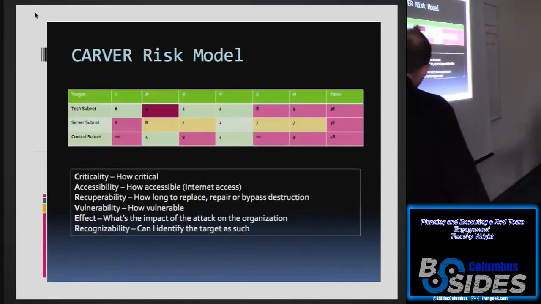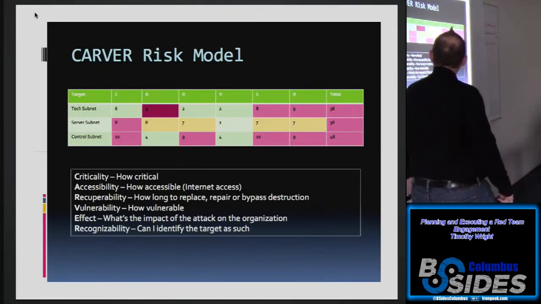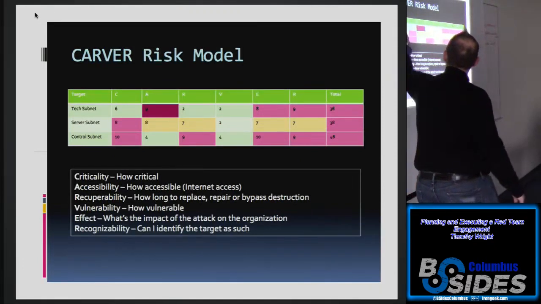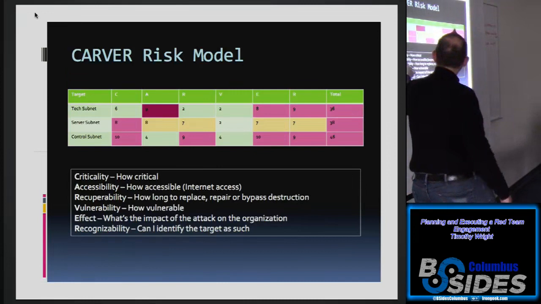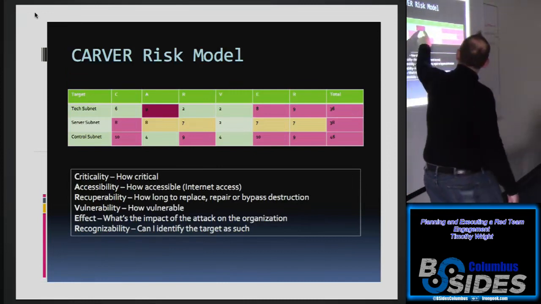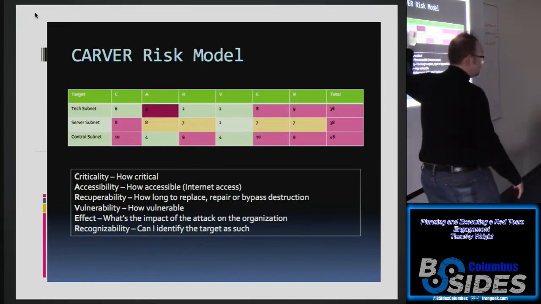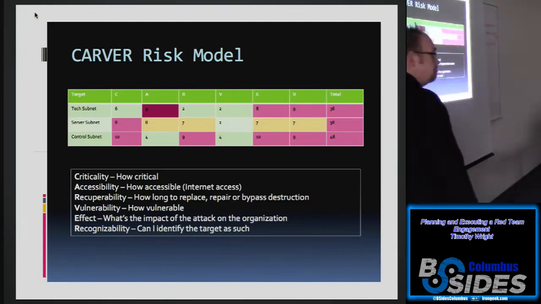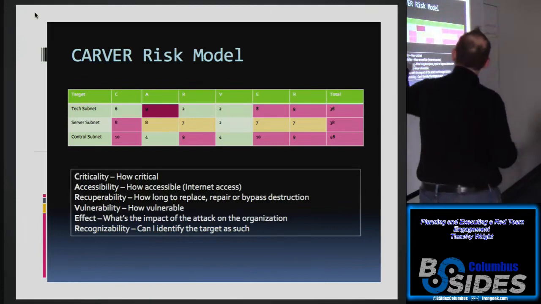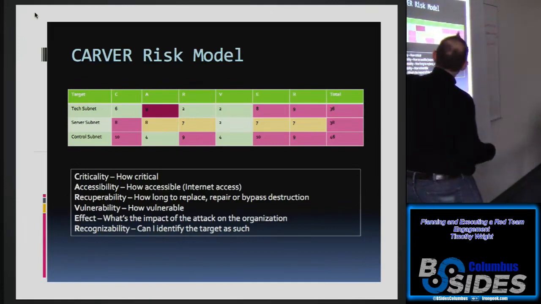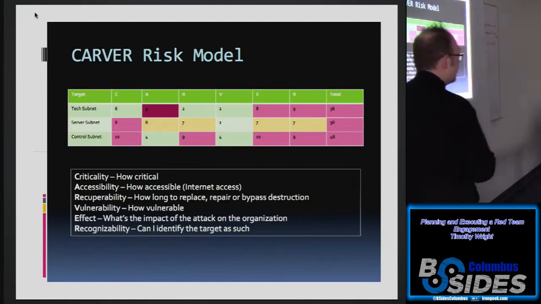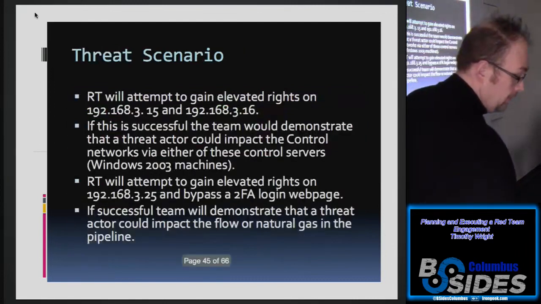So we're going to look at our Carver to make sure that we're accurate. The tech subnet, because it's accessible to the internet, seems like where we're going to focus our attention. This is where we're going to white card our access in first, right? We talk about the white card access deploying our payload. I carved up the tech subnet, the server subnet, and the control subnet. Because of that access, that's why we're going to start in there. That's where we want our white card to be.